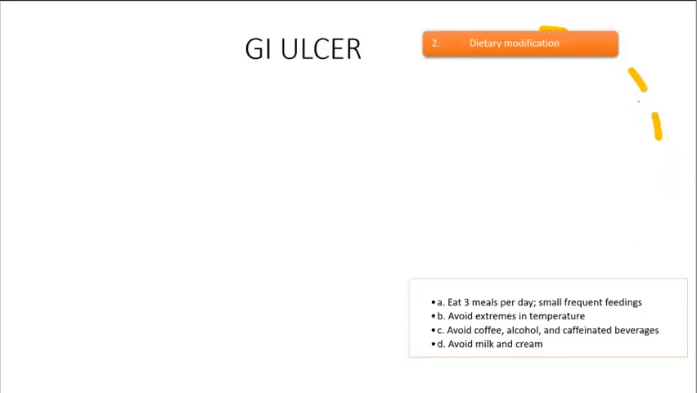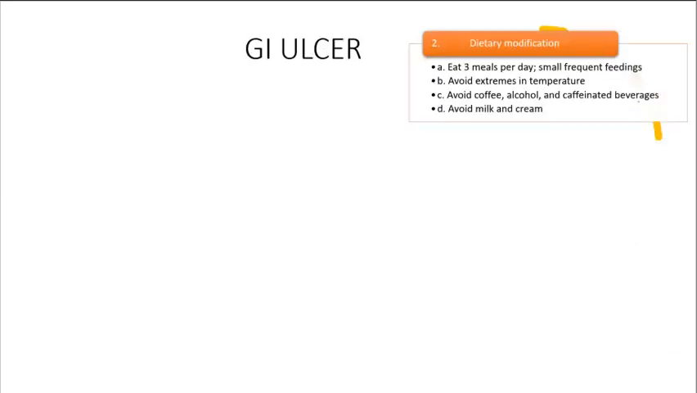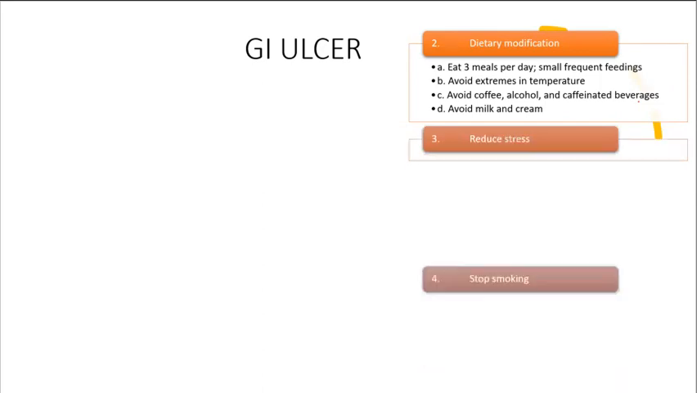One major part of our plan for this client would be to have them eat 3 meals per day. Again, small, frequent feeding. You can imagine how many times we've mentioned small, frequent feedings on this course. We want to have them avoid extremes in temperature. Caffeine is not good for them. Alcohol is not good for them. Coffee is not good for them. They need to avoid this. They need to avoid milk and cream. They need to reduce stress. They need to stop smoking.